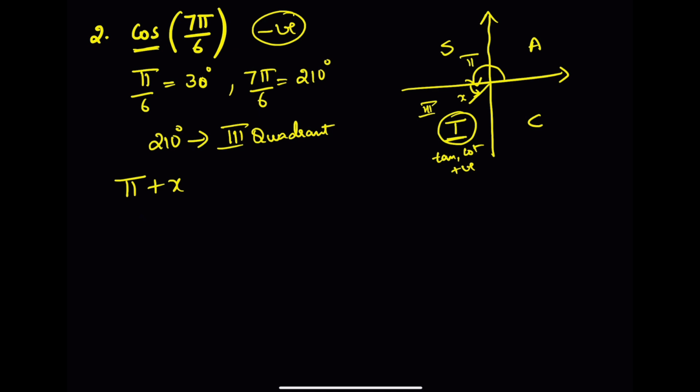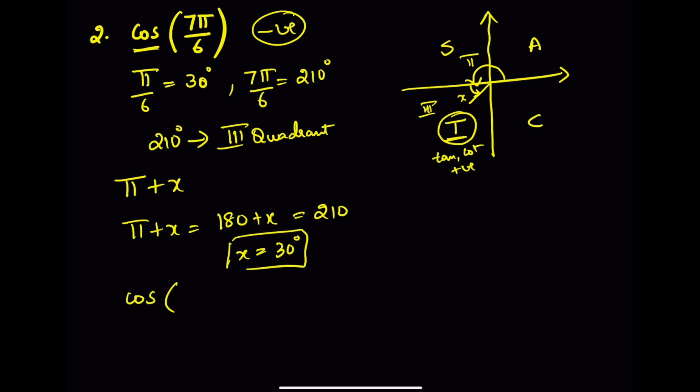So this can be rewritten as pi plus x is equal to 180 plus x is equal to 210. So x is 30 degrees. So we are solving for cos of 180 plus 30, or cos of pi plus 30 degrees, which is nothing but minus cos of 30 degrees.